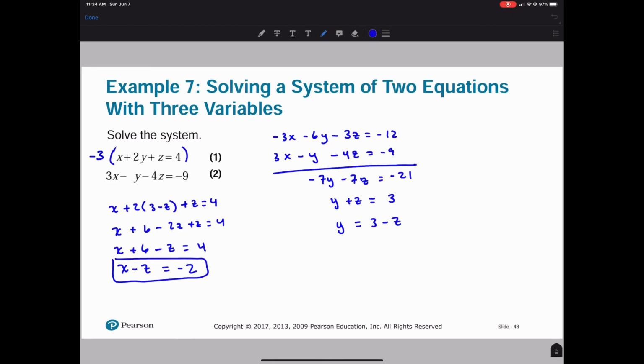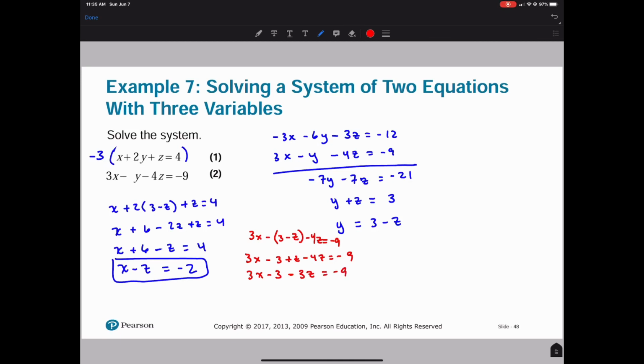So I'm going to change colors so nobody gets confused. So now I'm about to go ahead and put into this. So I got 3x minus, and then I'm going to plug in what y is, which is 3 minus z, minus 4z is equal to negative 9. So I'm going to have 3x minus 3 plus z minus 4z equal to negative 9. So I'm going to combine like terms. So we got 3x minus 3, then we have minus 3z is equal to negative 9.